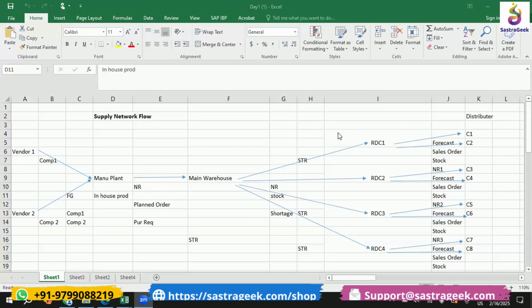Now here what we're talking about is more from the planning perspective. So from a planning perspective, if I have a demand from C1, it has to be replenished from RDC1. If RDC1 does not have stock, I would pass the demand to the main warehouse, seeking more inventory to be shipped.